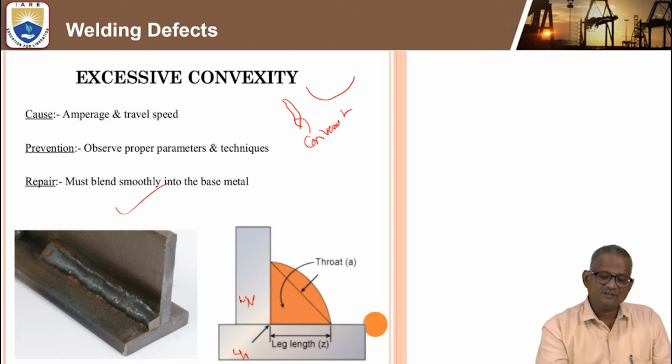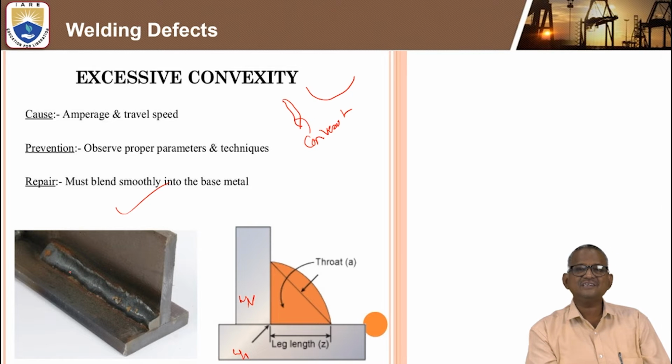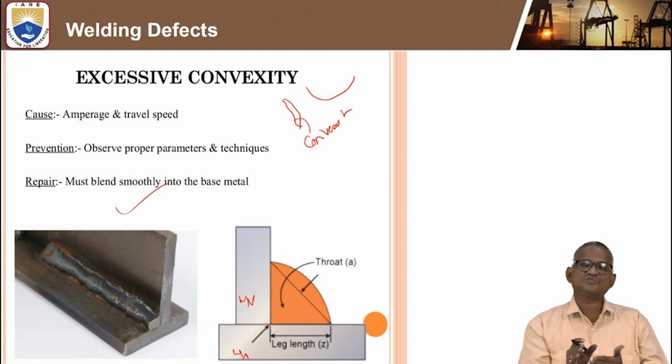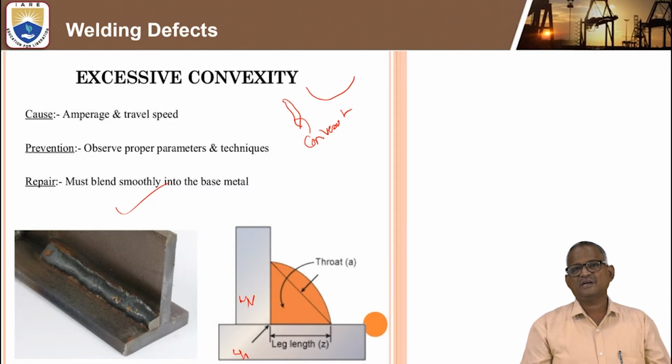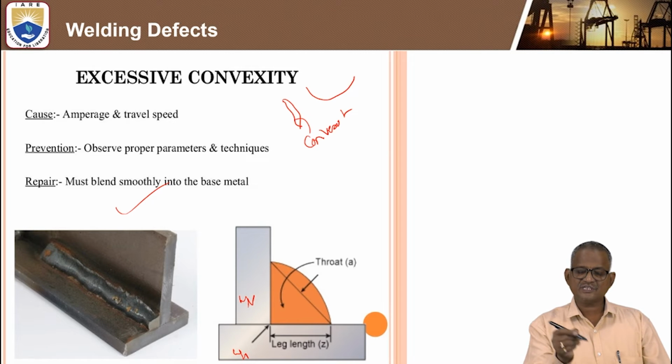If you increase the travel speed, you cannot maintain the convexity shape, okay. Observe proper parameters and techniques in this welding process. What are the techniques to be followed? We should clean the workpiece properly. Both should be filed properly, because any dust particles or foreign particles that get placed when you touch the filler may form a convex shape.